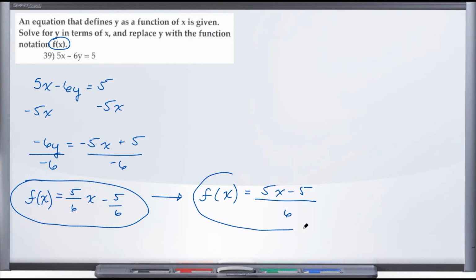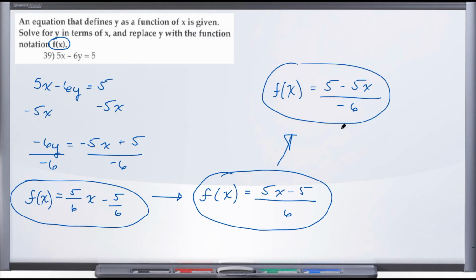That's perfectly acceptable. I think the answer key, let me see, gives it to us as f of x equals 5 minus 5x over negative 6. That's the exact same thing. It's just written a little differently, but all of these are saying the exact same thing. So whichever one you prefer is perfect.